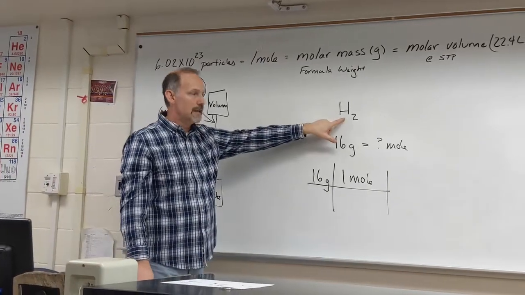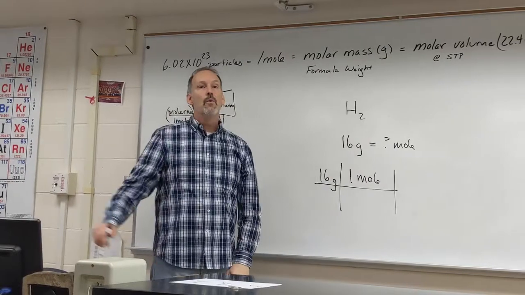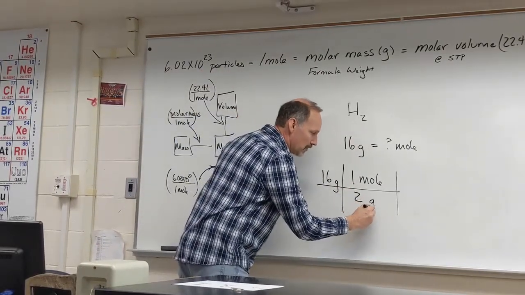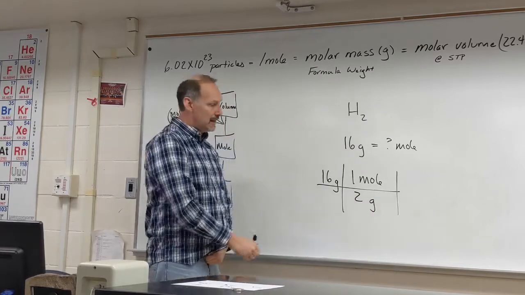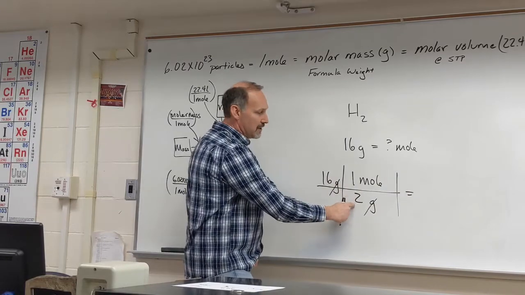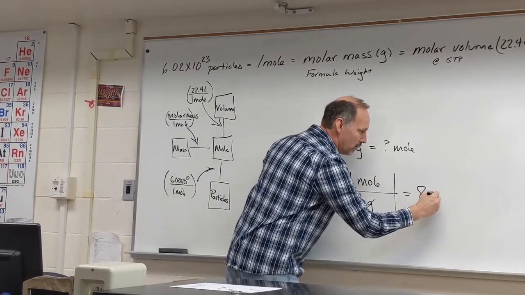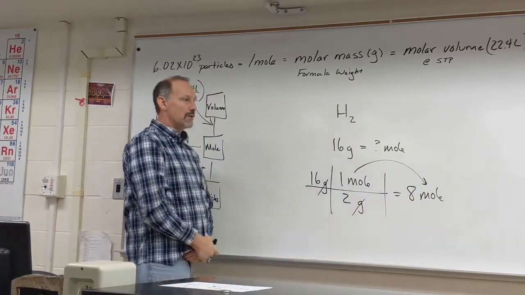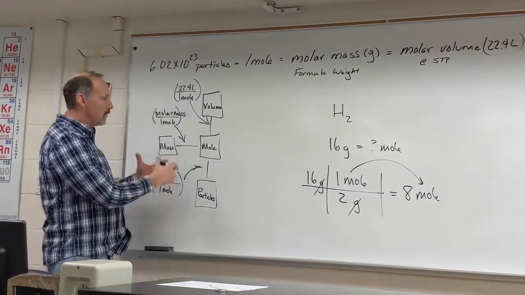Well, hydrogen in our periodic table weighs 1, and so 1 times 2 is 2 grams. If it's set up correctly, our grams should cancel. So then 16 divided by 2 is 8. Moles is the only unit left over, so that's our unit. So the answer is 8 moles. And that's how we did conversions.